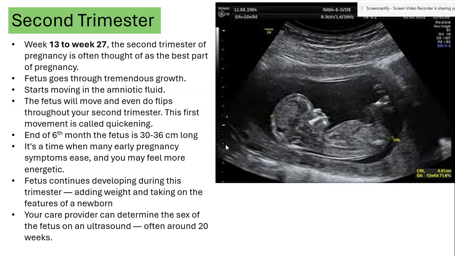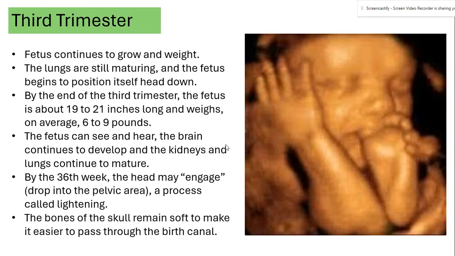It is a time when many early pregnancy symptoms ease and you may feel more energetic. Okay, so the fetus continues developing during this trimester, adding weight and taking on the features of a newborn. Your care provider can determine the sex of the fetus on an ultrasound, often around 20 weeks.